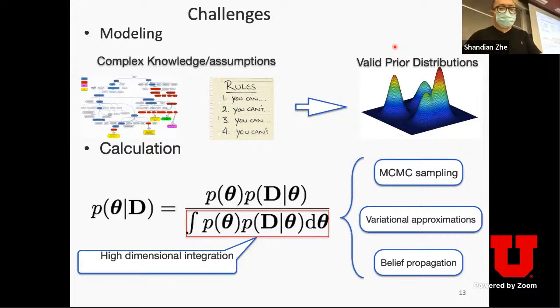Another thing is that in practice, human experience is often expressed as rules, rules of thumb, like rule 1, rule 2, rule 3. And those are deterministic rules. How do you convert them into probability distributions?